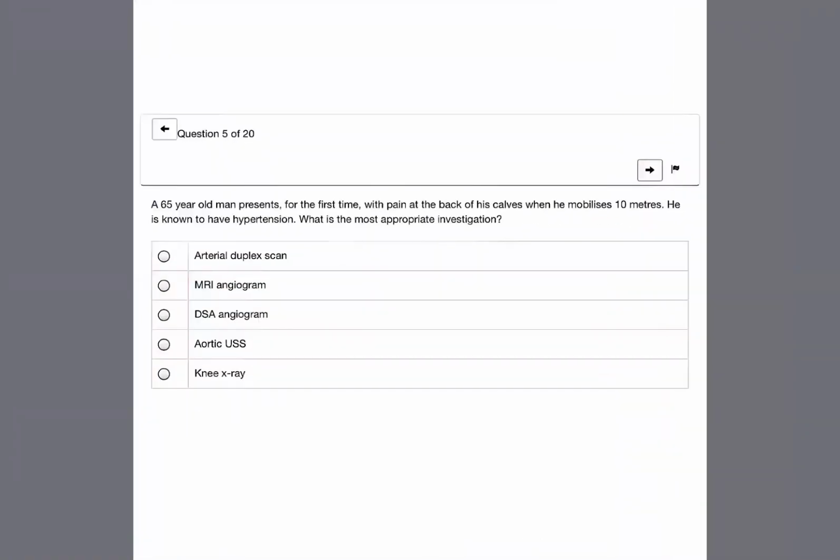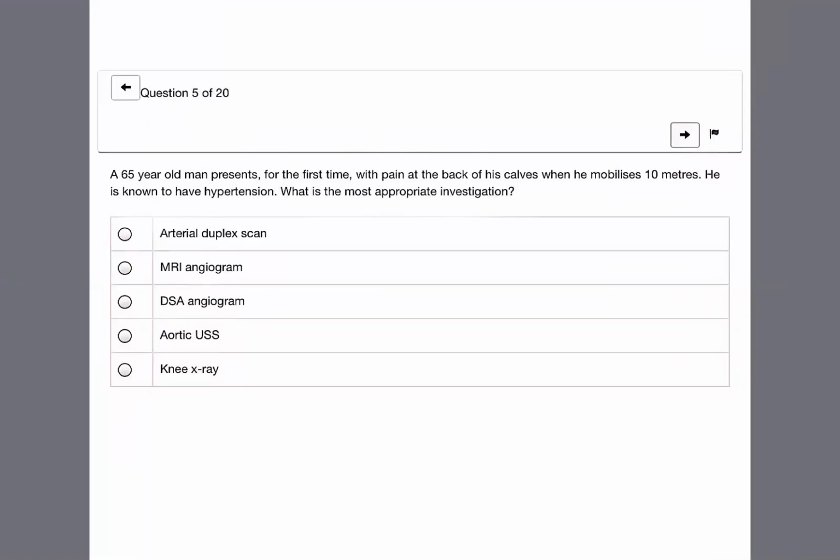Exactly. Okay, Dr. Dafir, next two questions, please. Yes. A 65 years old presents for the first time with pain in the back of the skull when he moved, while walking 10 meters. He is known to have hypertension. What is the most appropriate investigation? Arterial duplex scan, MRI angio, DSA angiogram, aortic ultrasound, knee X-ray. I go with the A. Exactly. MRI angio, DSA angio, aortic ultrasound, no, knee.